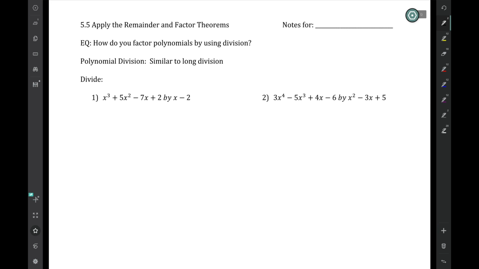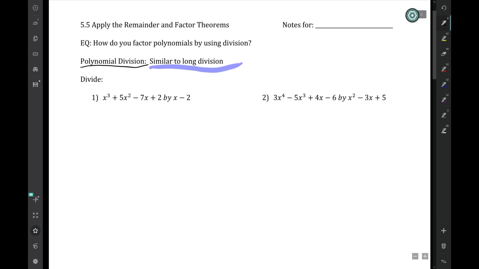Okay, so this main idea here is talking about polynomial division. We've added them, we've multiplied them, we've subtracted them, we have not divided them, and that is why yesterday we talked about long division, because that is what it is very similar to. So let's get tackling this here.